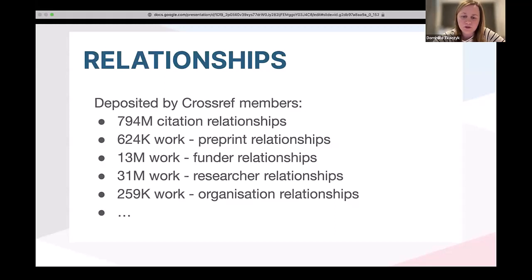We have funding relationships between works and funders given by funder IDs. Contribution relationships are deposited by providing ORCID IDs, and work-organization relationships are given using ROR IDs. This slide shows the overall numbers of those relationships in our database, and you can access all this information through our APIs.